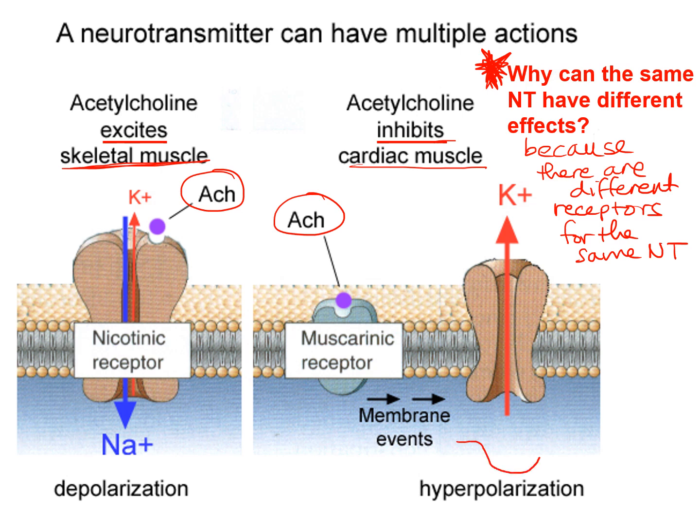So if potassium is leaving with its positive charge, we're going to hyperpolarize that cardiac muscle cell, and that's going to inhibit contraction and actually slow the heart rate down. So the heart's going to beat slower. In this case, the muscarinic cholinergic receptor has an inhibitory effect. So acetylcholine is excitatory to skeletal muscle, but acetylcholine on cardiac muscle is inhibitory. And it's because you've got different receptors. Even though you have the same neurotransmitter, because you have different receptors, you can get different effects.